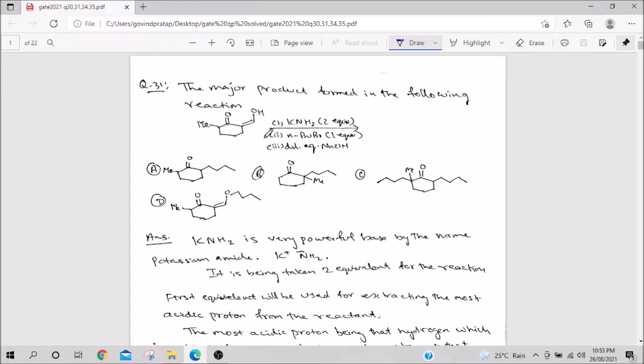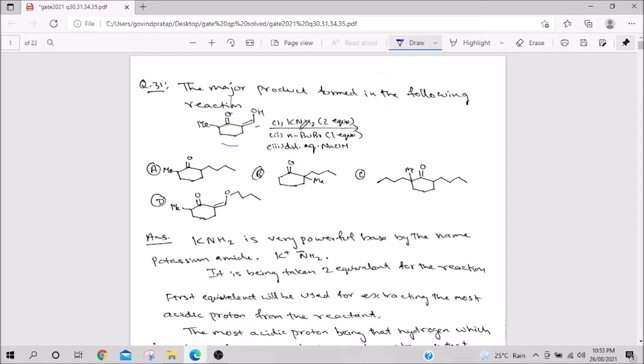So, they have given a molecule where there is a ketone and there is a vinylic alcohol. Vinylic alcohols are not very stable, but it is stable because this oxygen and hydrogen is there. Hydrogen will form hydrogen bonding with this oxygen, and that is why this is there. Otherwise, it should have immediately tautomerized to a ketonic structure.